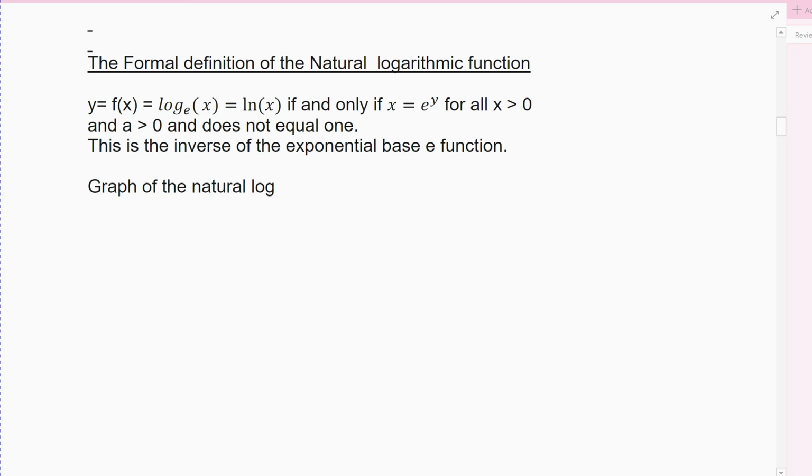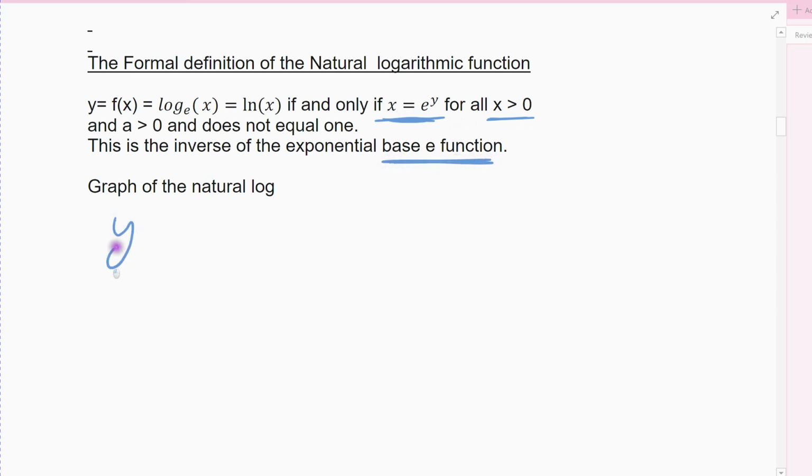So log base e is the natural log, ln of x, and that's true if this equation's true, where the x value is the number that comes out when I take e raised to the y value. Again, x values have to be positive, and the base e is the part we're looking at.